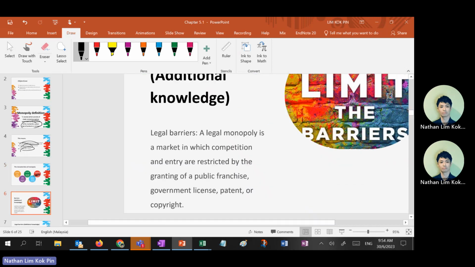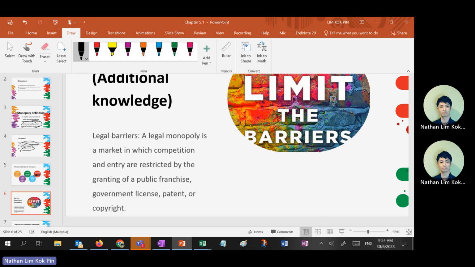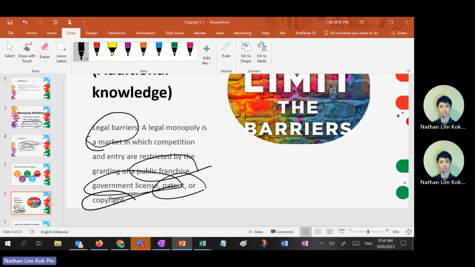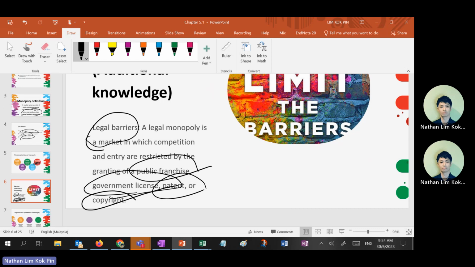So let me just share with you some barriers. These barriers are just additional knowledge. I'm not going to test you. First one is legal barrier. Legal barrier means copyright, license, franchise, patent, and others. Okay, make sense?